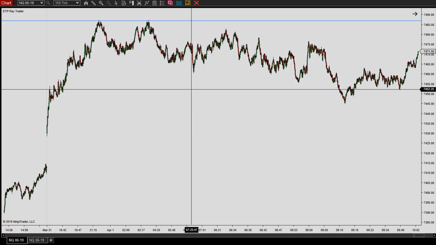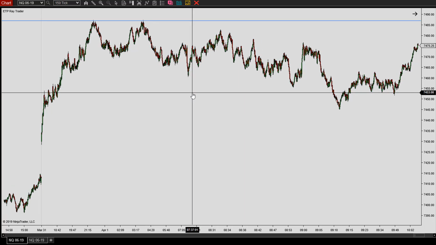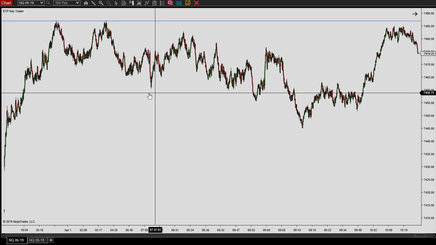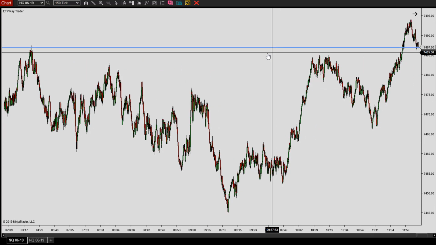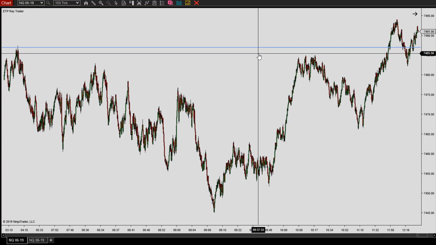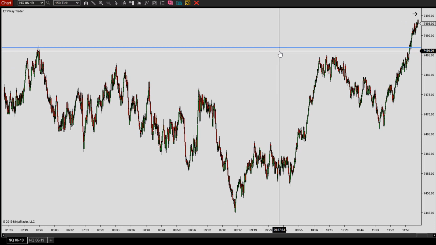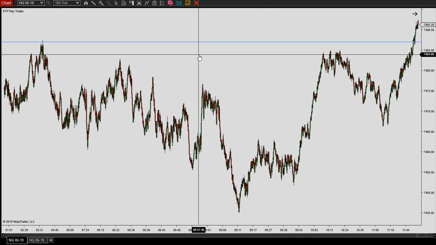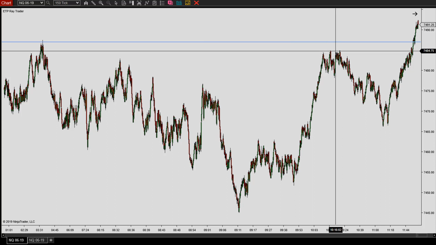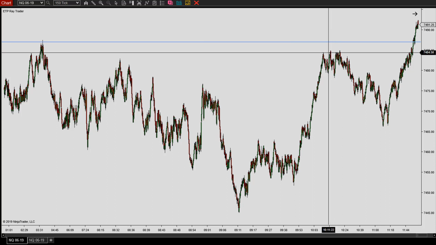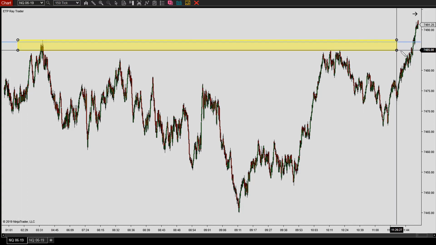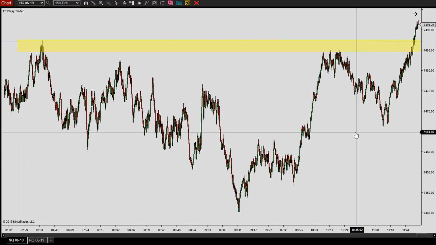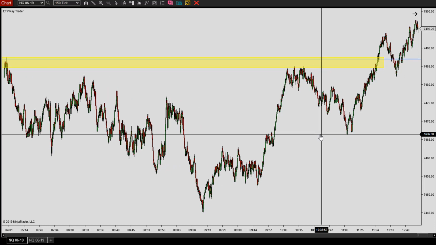Now we're going to see what happens in the future, and then we're going to see how we can actually draw the zone. So we have one, two touches, price came up, and I would say that our zone would be somewhere with the third touch being this high. So we're going to draw a yellow zone so it sticks out from this grey chart. All right, so we have the top and the bottom of the zone.